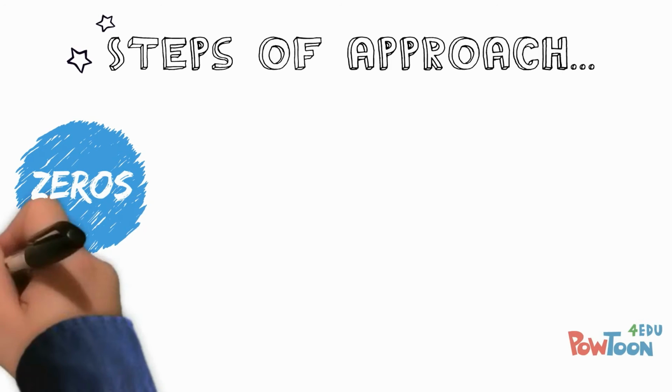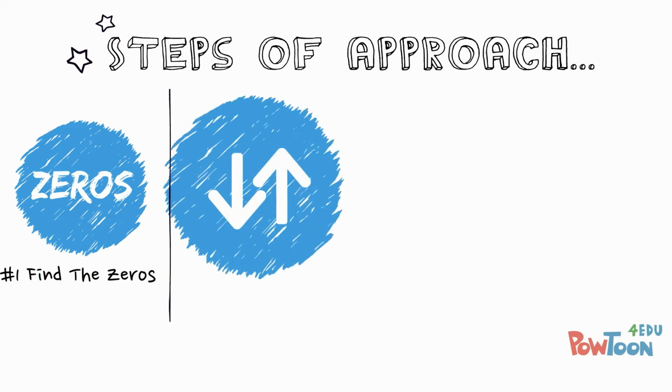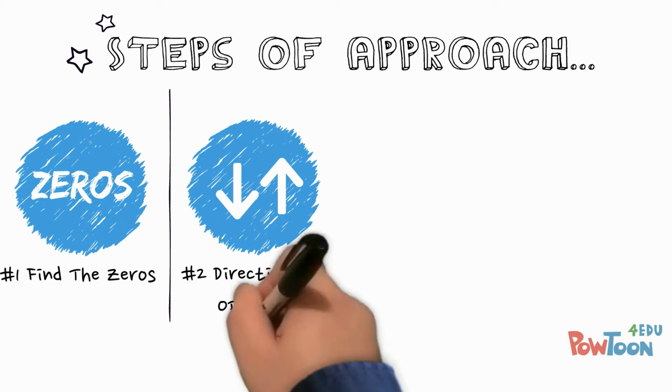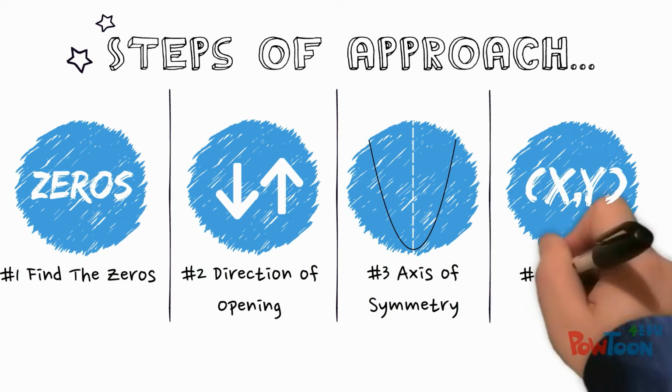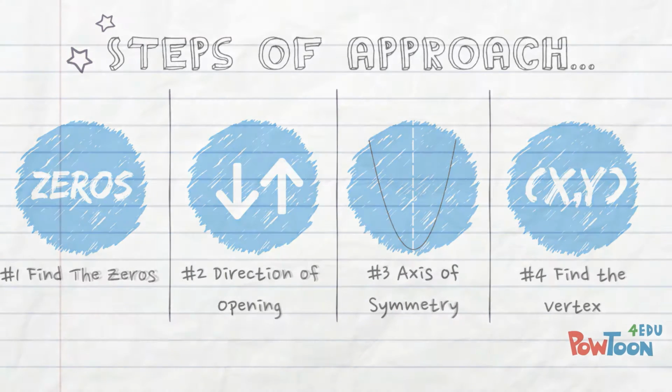Steps of approach. Firstly, we want to find the zeros. Secondly, we want to know the direction of which the parabola opens. Thirdly, we want to know where the axis of symmetry is located. And lastly, we want to find the vertex.